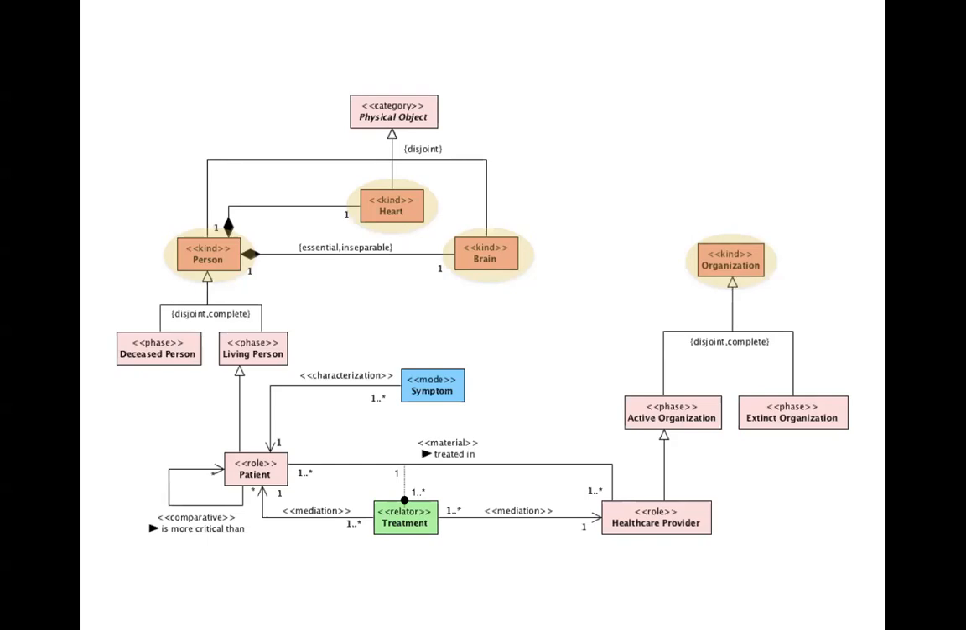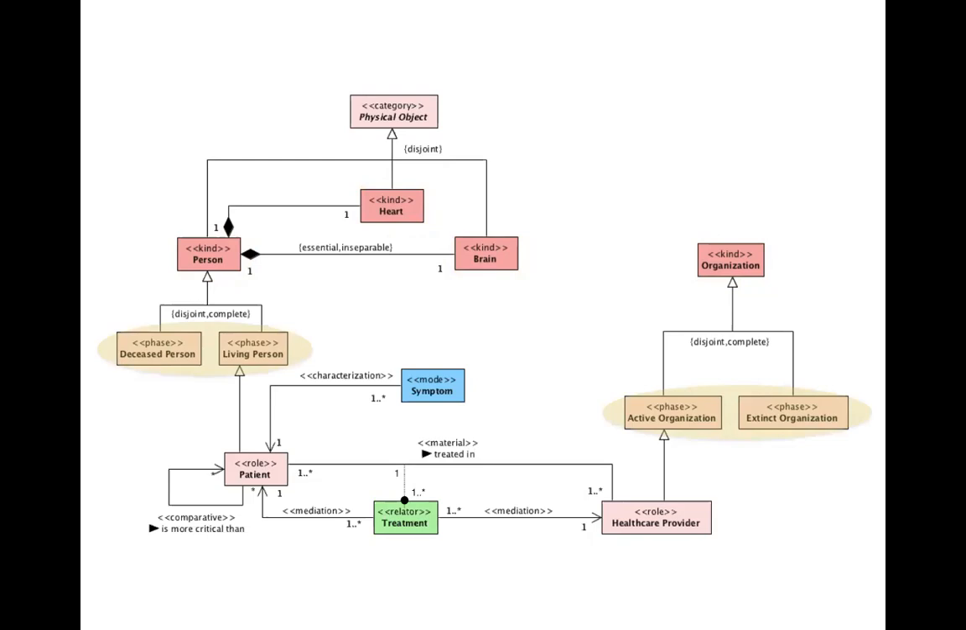So for example, in this toy example that I'm showing here, we have four kinds of things. We have people and hearts and brains and organizations. I'm necessarily a person. I'm only contingently, accidentally a living person. In other words, everyone who's a living person at a certain moment will cease to be a living person in this conceptualization here, while maintaining their identity. So I'll still be a person, but I will move to this other class.